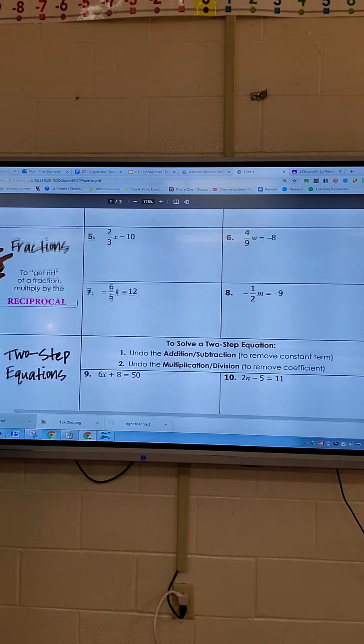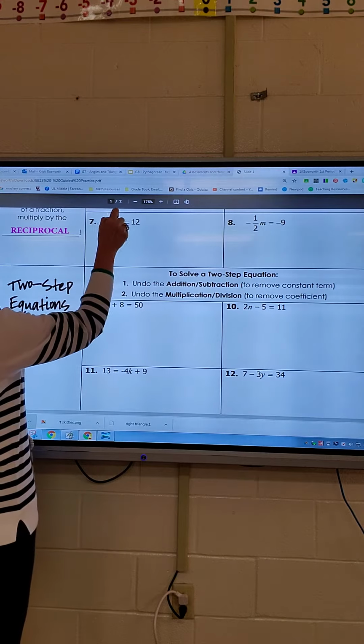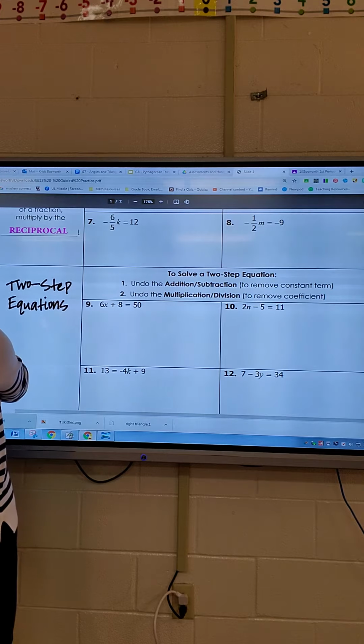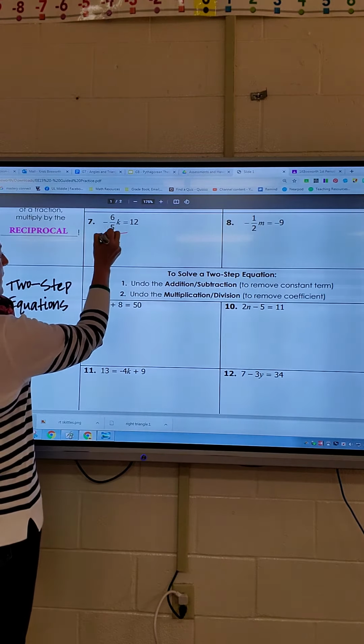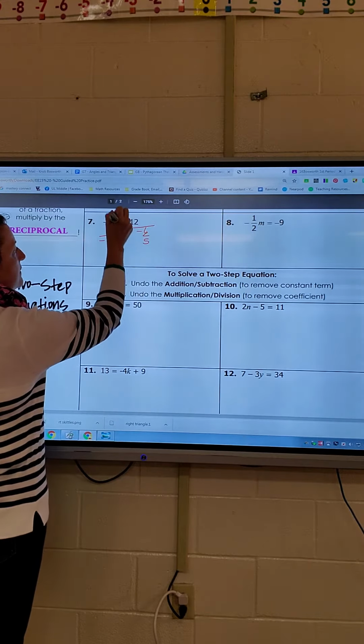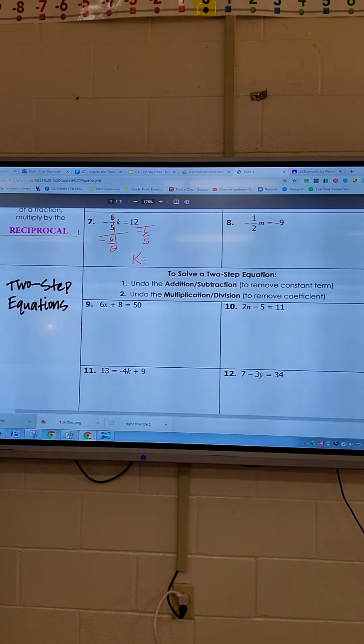Okay, number 7. Negative 6/5 is being multiplied by K, so I've got to divide by negative 6/5. So I'm dividing by negative 6/5, and K equals, what's 12 divided by negative 6/5? Negative 10. Is that right? You writing all this down? Is that negative 10? Is that right?